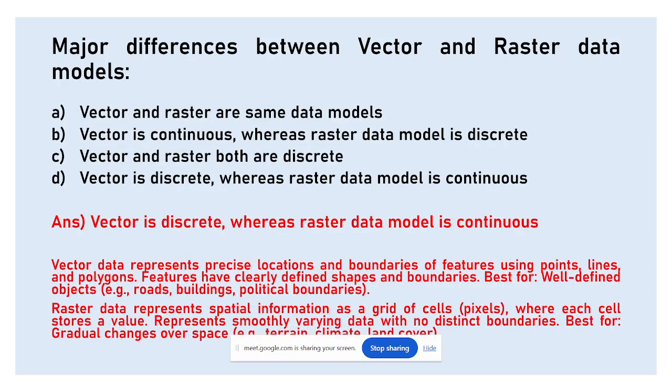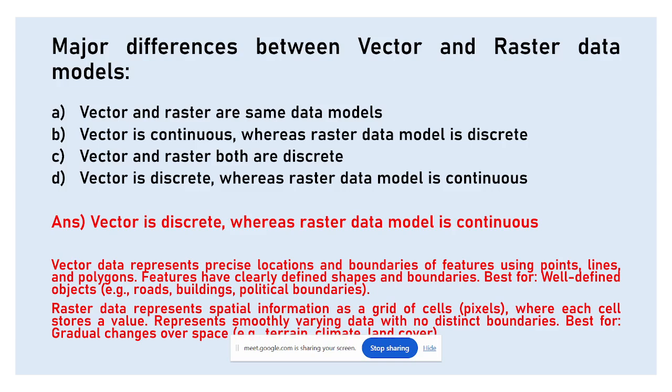Vector data represents precise locations and boundaries of features using points, lines, and polygons, like we discussed. Features have clearly defined shapes and boundaries. Therefore, vector data is best for well-defined objects like roads, buildings, political boundaries, something which has a well-defined feature. In such cases, we will use vector data.